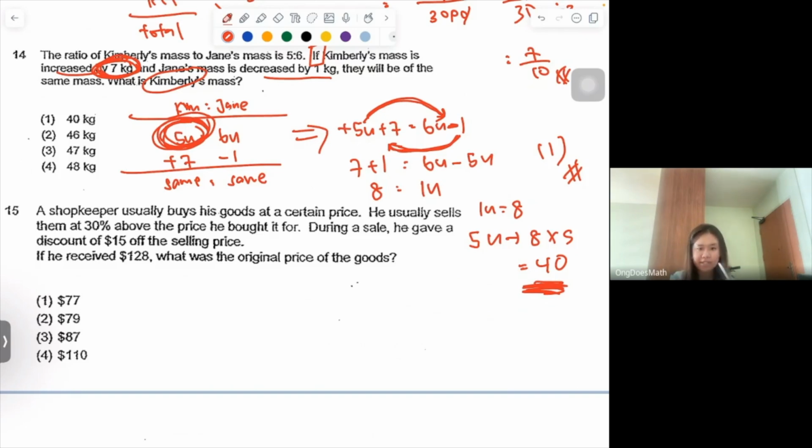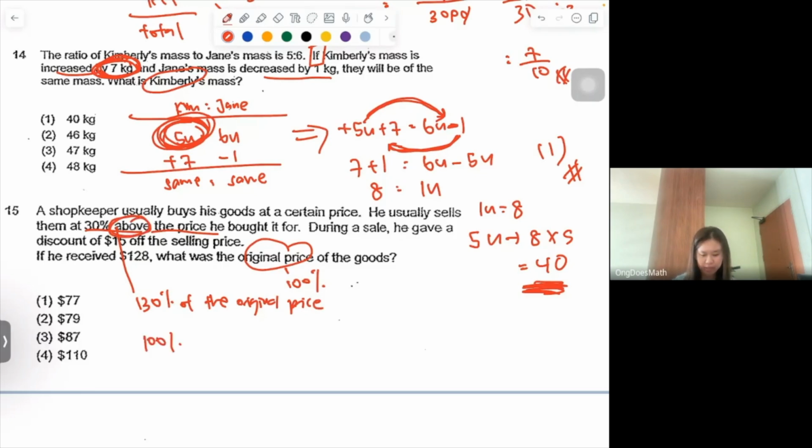So this one we have to reverse everything that he did to find out what was the original price. So original price will always be 100%. So when he sells them 30% above the original price, he was selling it at 130% of the original price. How do I get 130%? Above means more, right? So I just take 100% plus 30%. It gives you 130%. Then during a sale, he gave $15 off the selling price. So selling price was 130%.